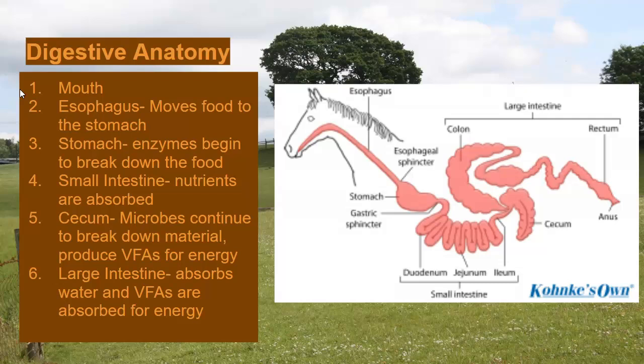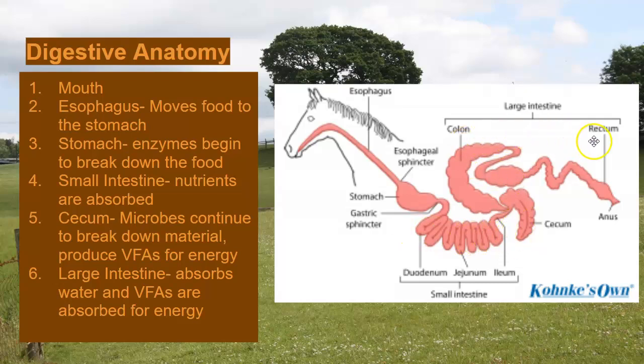So looking at the digestive anatomy, we start here at the mouth, make our way down to the esophagus, which is then responsible for moving the food to the stomach. In the stomach, there are enzymes that begin to break down the food. And then from here, we go into the small intestine. The nutrients are absorbed here. So this goes for carbohydrates, proteins, vitamins, minerals.